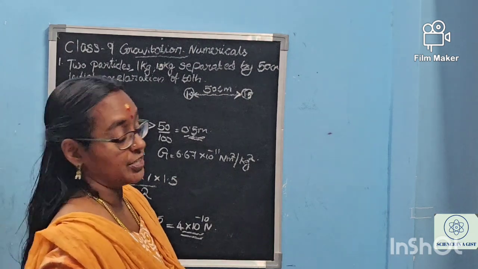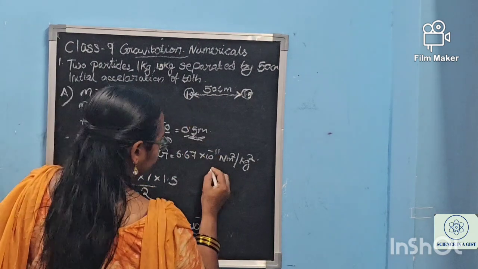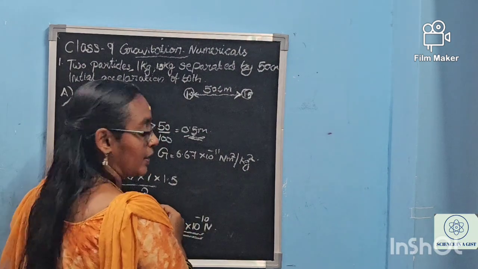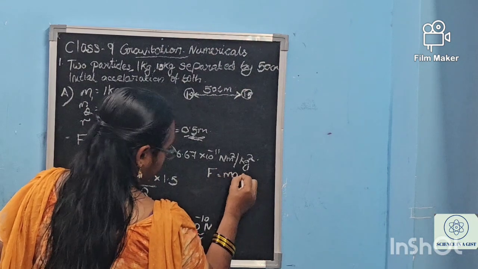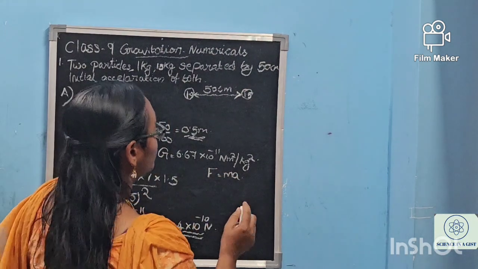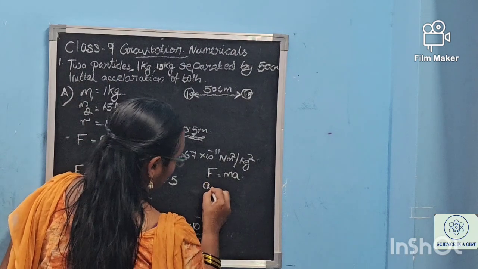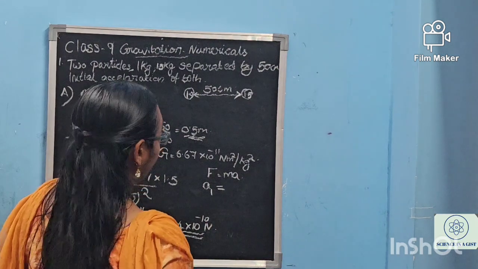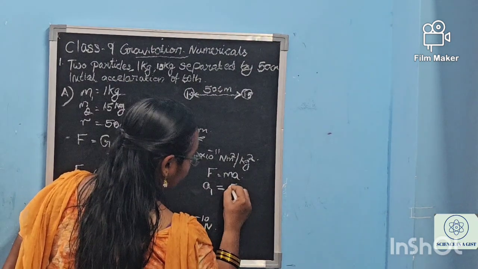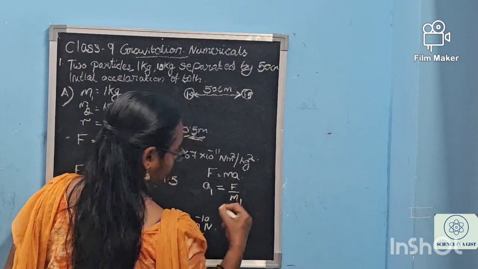Initial acceleration. So there also we have to apply a formula. What is that? F is equal to ma. So first we have to find the acceleration. For the first particle, what is the acceleration? How can it be found out? A1 is equal to F by m1, isn't it?